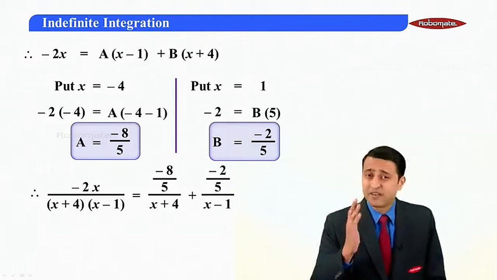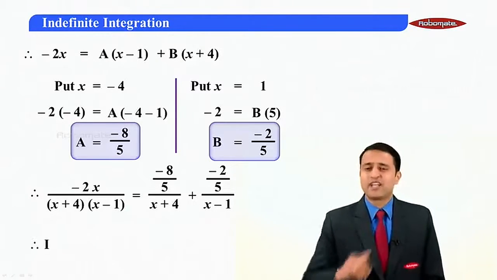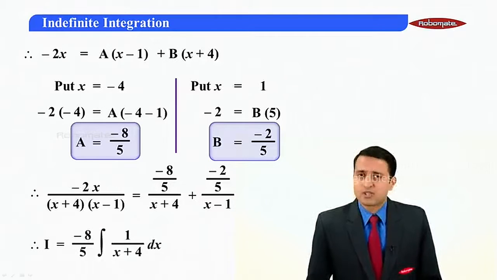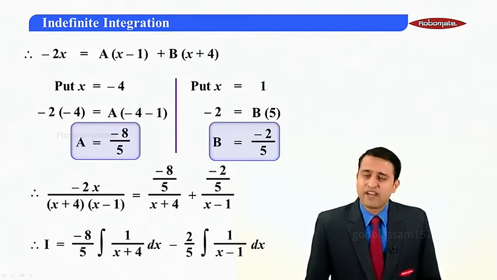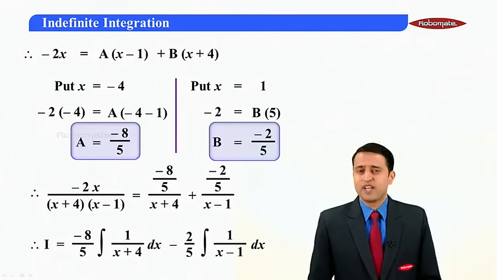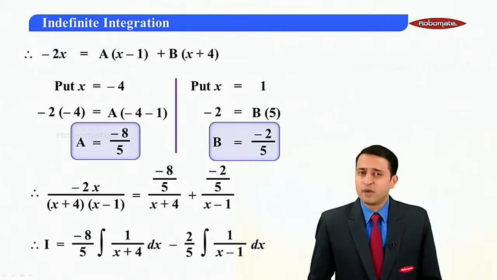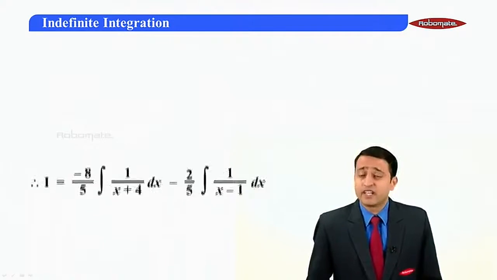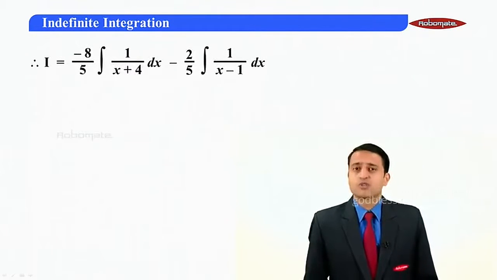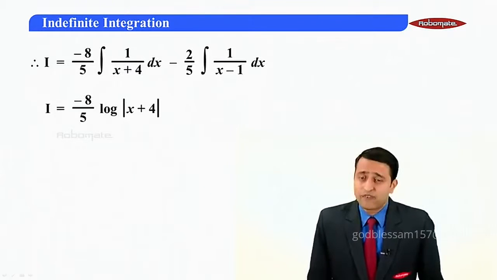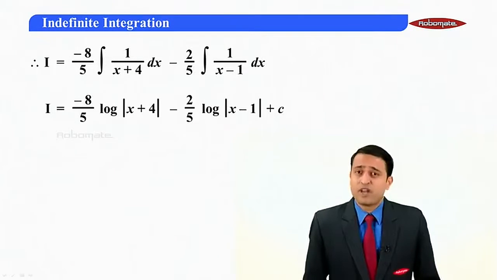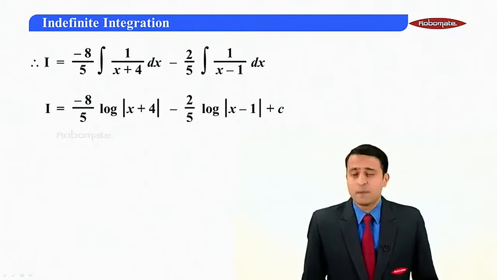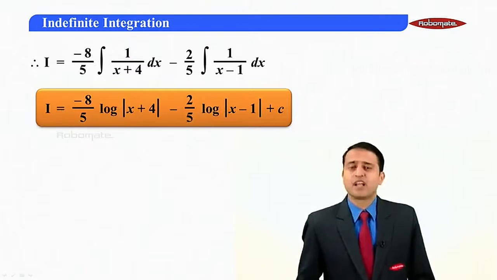So the product converted into addition. So the integral will look like minus of 8 by 5 integral of 1 upon x plus 4 dx minus of 2 by 5 integral of 1 upon x minus 1 dx. Both are linear in the denominator, so directly we can write the integral as nothing but log. So can I say minus 8 by 5 log of x plus 4 minus 2 by 5 log mod of x minus 1 plus c, and that's our final answer.